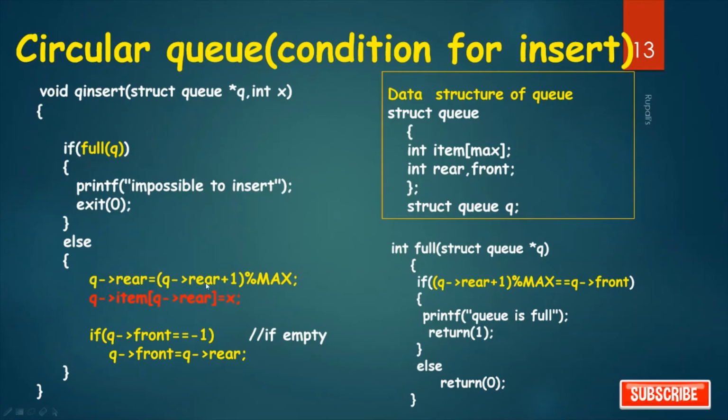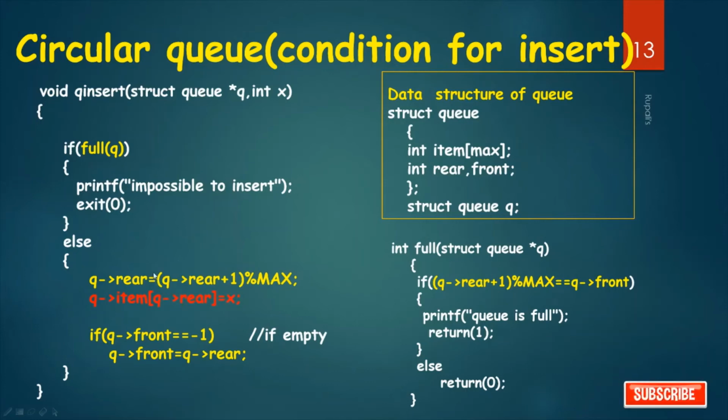Q arrow rear equals Q arrow rear plus 1 mod max. We already saw how rear works. So we increase rear and insert the element in this way, and when rear is max minus 1, then we start insertion from the 0th element. This is the calculation. After that, you have to insert that particular element, this x, at that position where rear points. So Q arrow item rear equals x.